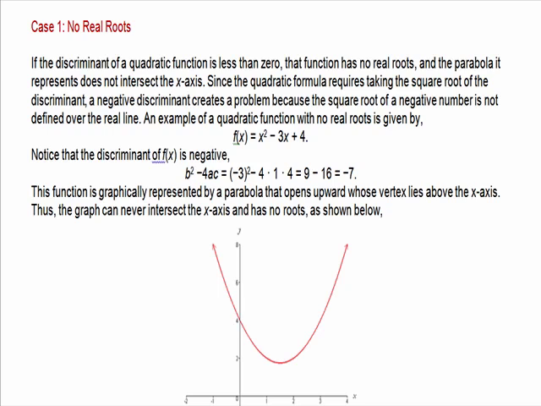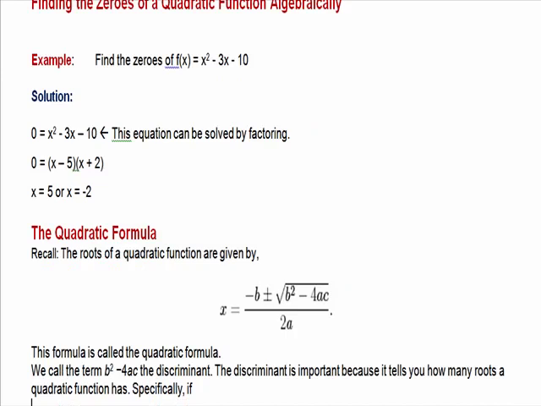An example of a quadratic function with no real roots would be given by f of x is x squared minus 3x plus 4. And notice when I do the discriminant, b squared minus 4ac, I would have negative 3 squared minus 4, and a is 1, and c is 4, so I end up with 9 minus 16, which is negative 7. This function is graphically represented by a parabola that opens upward, whose vertex lies above the x-axis. Thus, the graph will never intersect the x-axis and has no roots.